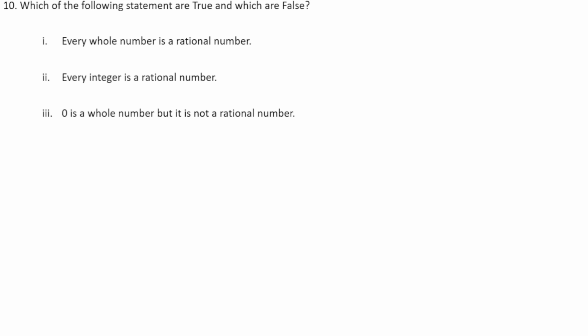Now let us solve the first question. Every whole number is a rational number. Now I will explain this with an example. Take any whole number. Let us take 12, right? Now what is a rational number? A rational number is written in the form of p by q, where both p and q are what? Integers. It means positive and negative numbers are allowed, and the denominator is not equal to 0. So this is how a rational number should look.